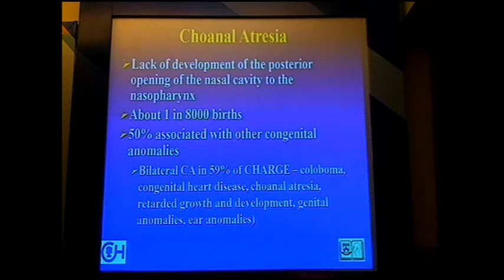So now going on to the other side of the nose, choanal atresia. That's a lack of development of the posterior aspect of the nasal cavity. Usually about 50% of them are associated with other congenital anomalies, such as CHARGE. And if you have anyone with a bilateral choanal atresia, you really want to rule out other potential anomalies before you take it to the OR to repair that.